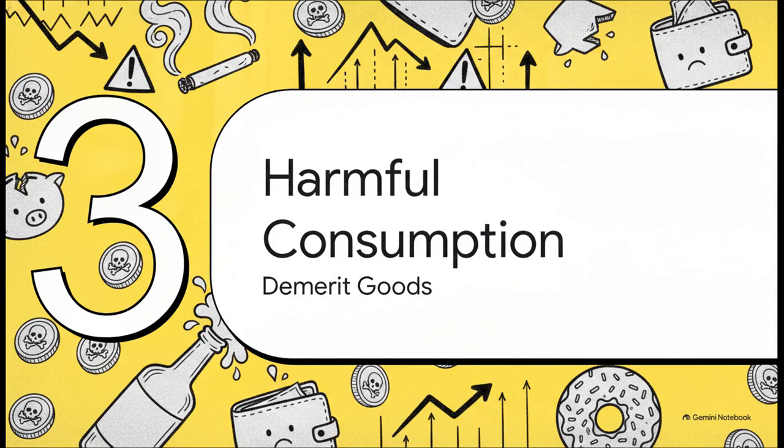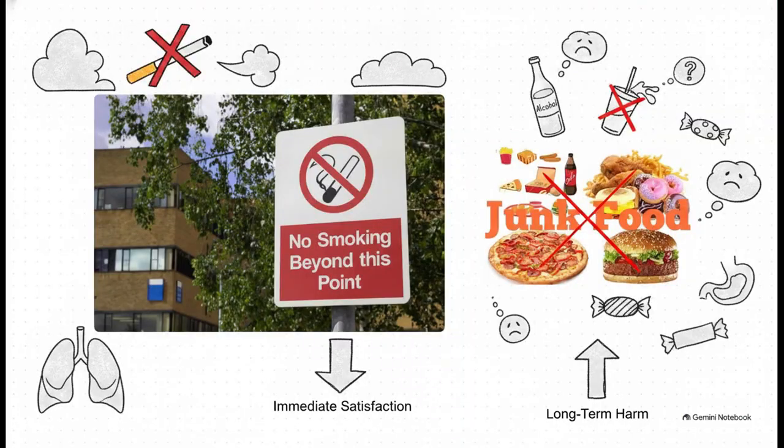All right, let's look at Section 3, controlling harmful consumption. Now, the free market frequently produces way too much of harmful things. We're talking about demerit goods like cigarettes, alcohol, or junk food. Why? Because consumers simply lack full information about the negative long-term effects. It's a classic information failure. People buy these things for that immediate satisfaction, totally ignoring the long-term hit to their health.